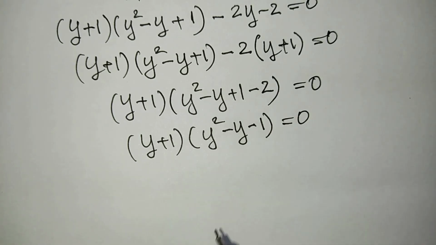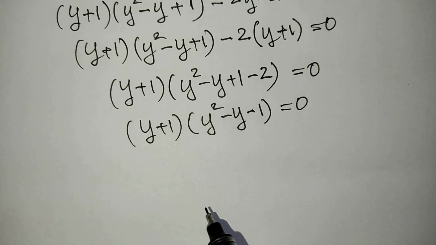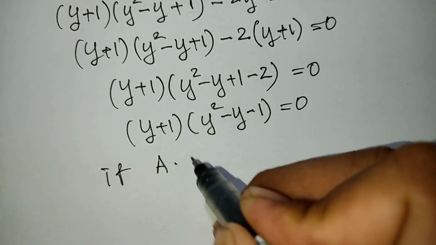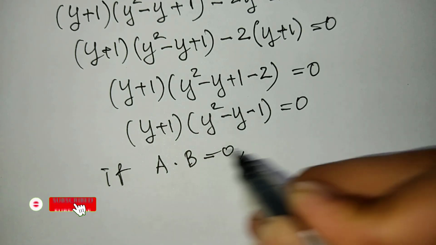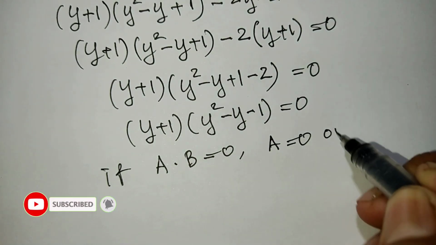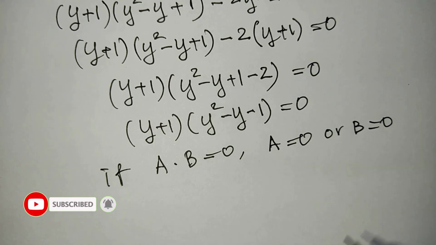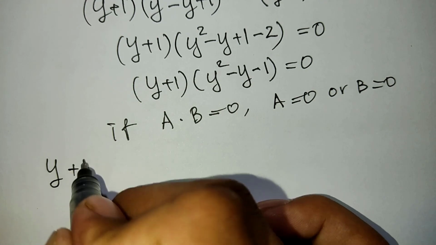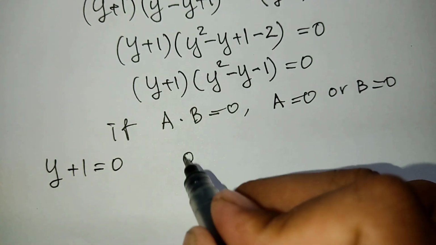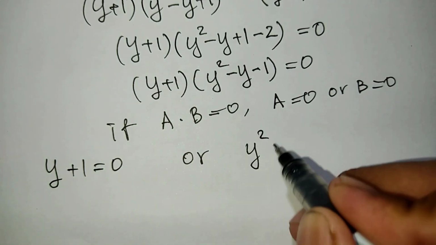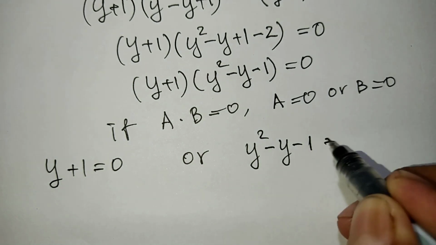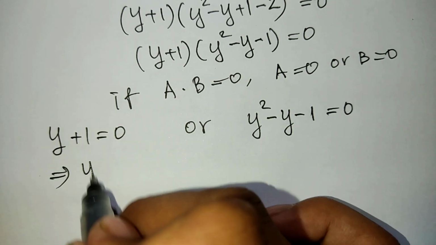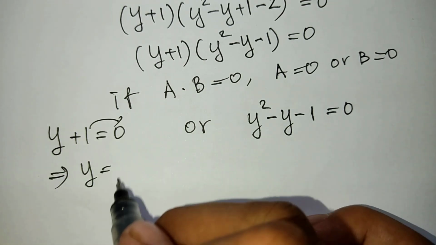Now we have two factors equal 0. That's if a times b equals 0, we get a equals 0 or b equals 0. So we use the formulas, we get here y plus 1 equals 0, or here y squared minus y minus 1 equals 0.